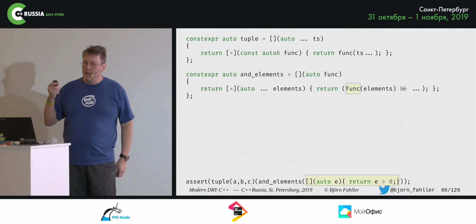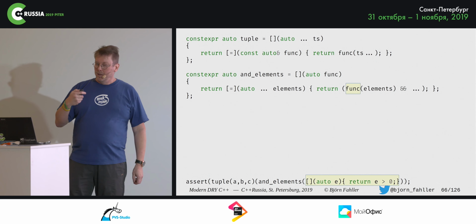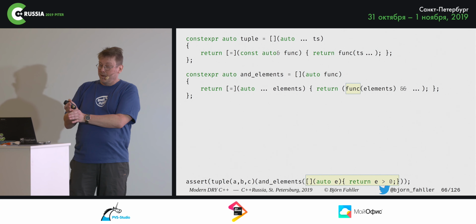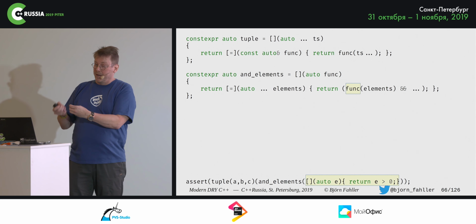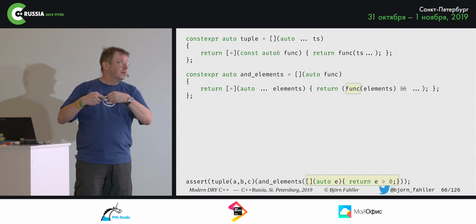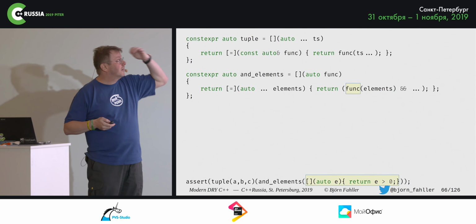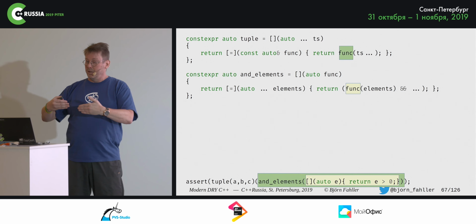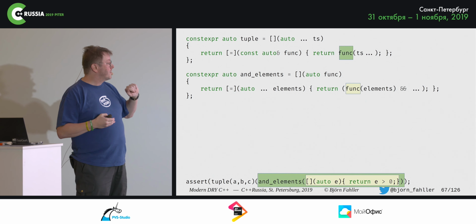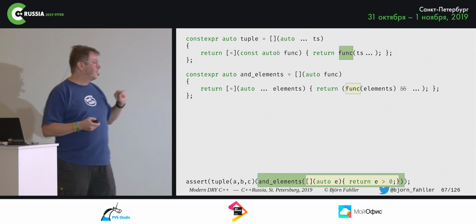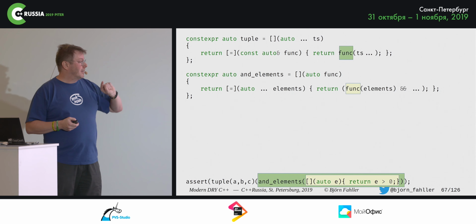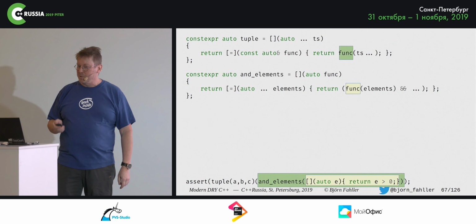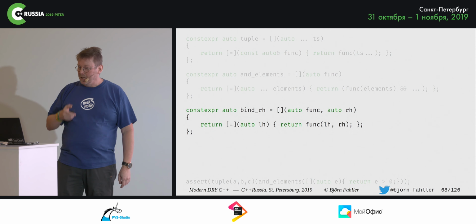We can combine these. So now we can call tuple A, B, C with AND elements and a simpler lambda that just checks, is the value greater than 0? And that lambda is now the func in this instantiation of AND elements. And the whole AND elements is now the function that we call to tuple. So with still this line, the assert at the bottom still reads A greater than 0 and B greater than 0 and C greater than 0. So this is neat. We can compose things.